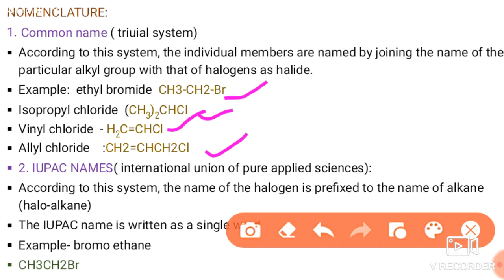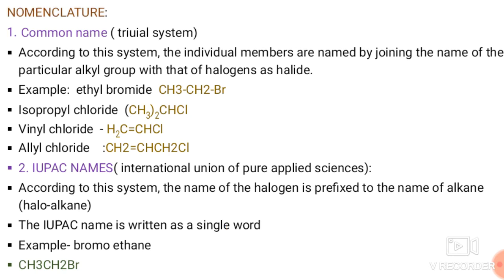Second one is the IUPAC system. According to the IUPAC system, the name of the halogen is prefixed to the name of the alkane. Generally, it is also called haloalkanes, and the best example is bromoethane, that is CH3CH2Br. So the IUPAC system also indicates the position of the halogen atom present in a compound.